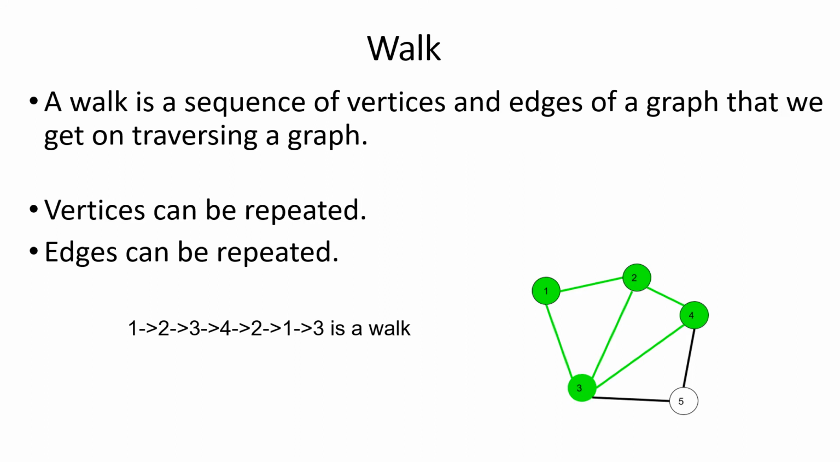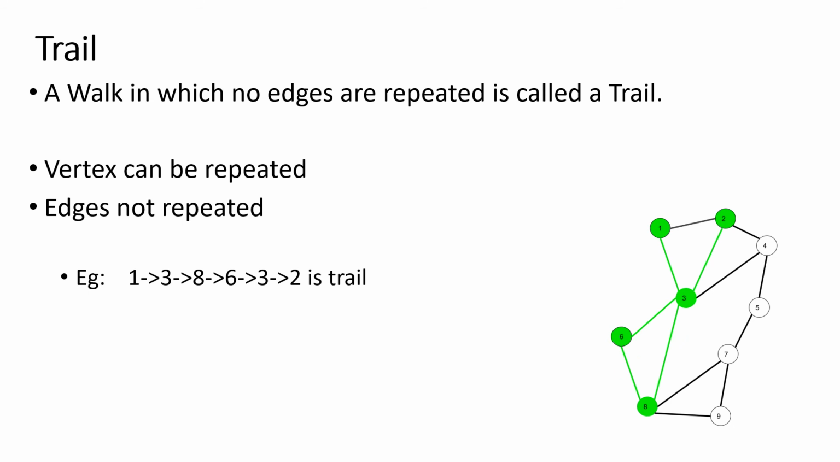Here, starting from the vertex 1, on traversing through the graph from vertex 1 to 2, then from 2 to 3, 3 to 4, 4 to 1, 2 to 1, 1 to 3 forms a walk in which the vertices 1, 2, 3 are repeated and the edge from vertex 1 to 2 is also repeated. We have seen now that a walk can have both the vertex and edges repeated.